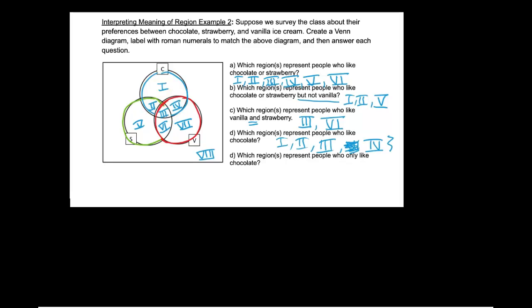There we go. And then last question, what region represents people who only like chocolate? And so in this case, we're going to look at the chocolate circle, but I don't want to get any region that might be part of the strawberry or vanilla circles. So I'm going to start by shading in that edge right near those other circles, being careful not to shade any in the strawberry and vanilla. And it looks like it's just region 1.